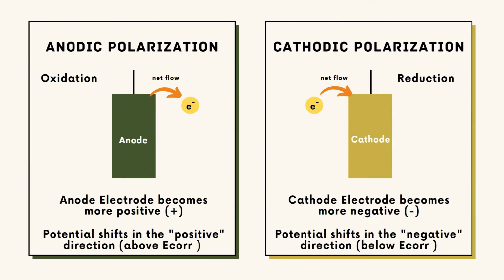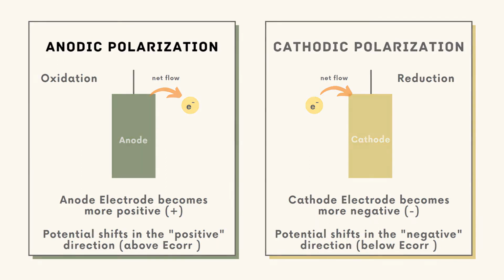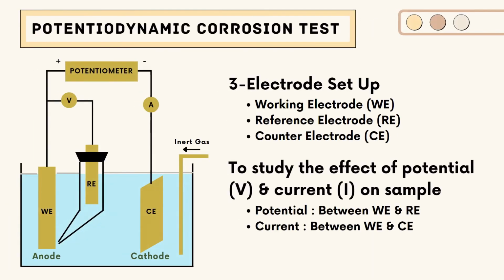Anodic polarization occurs when the potential shifts in the positive direction, above corrosion potential, whereas cathodic polarization occurs when the potential shifts in the negative direction, below corrosion potential. Potentiodynamic is a polarization technique that is used for corrosion testing. The three electrode setup is used to study the effect of potential and current on the sample. The potential difference is measured between the working electrode and reference electrode. The current is measured between the working electrode and counter electrode.